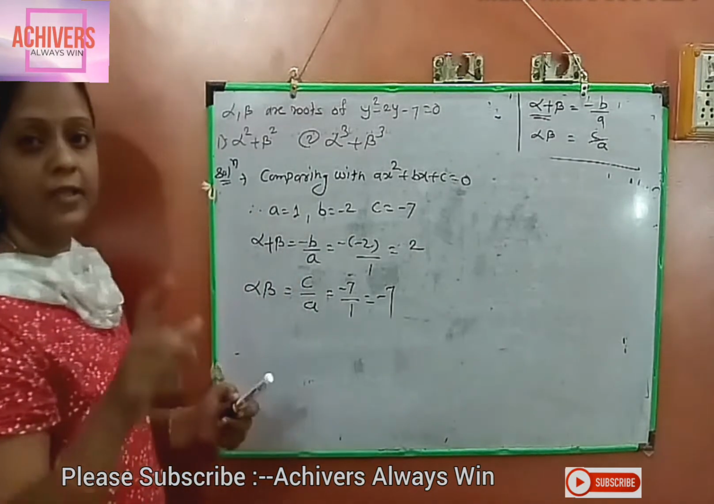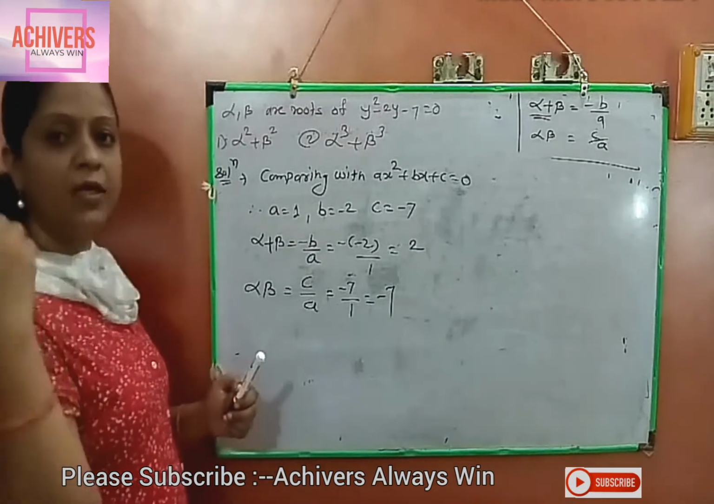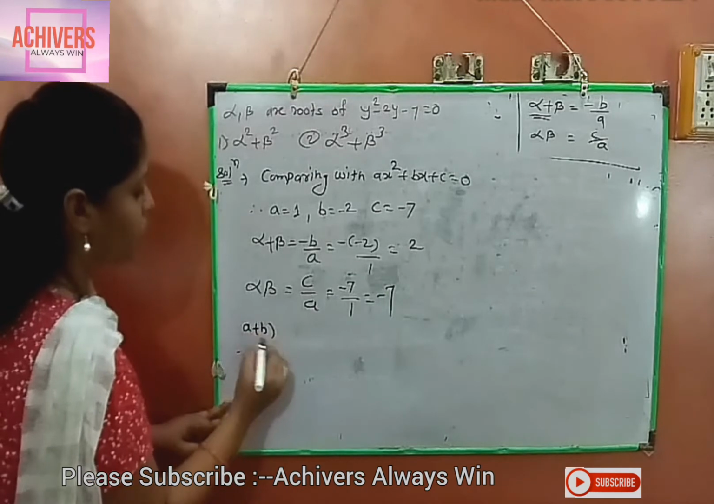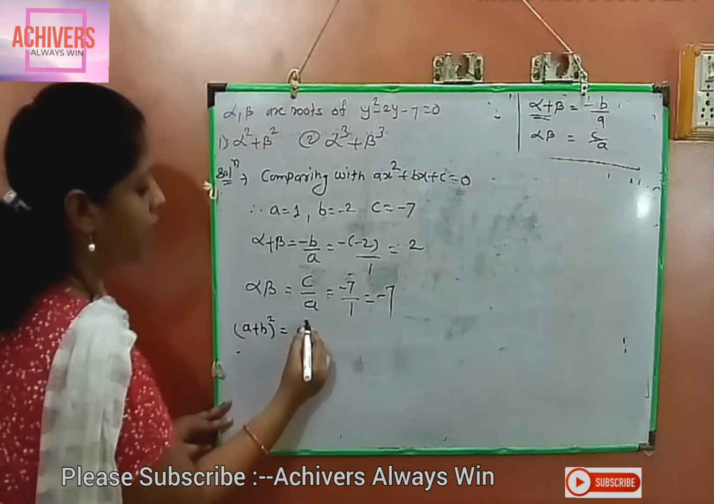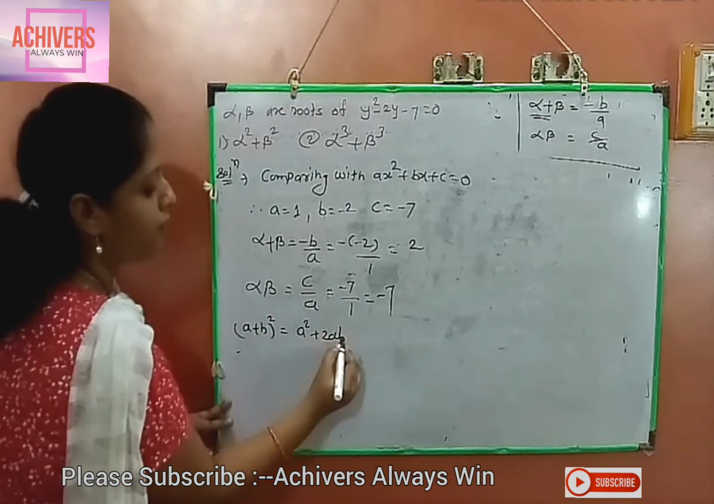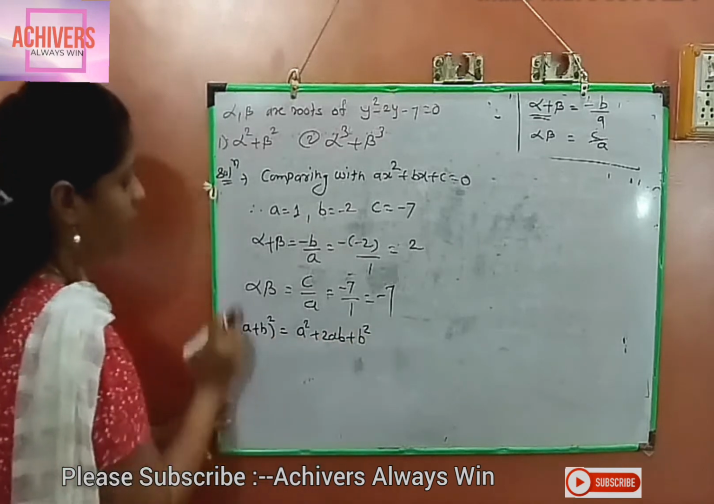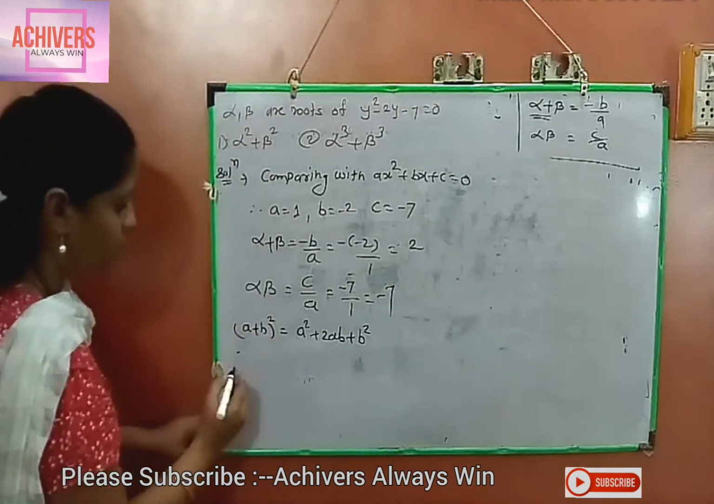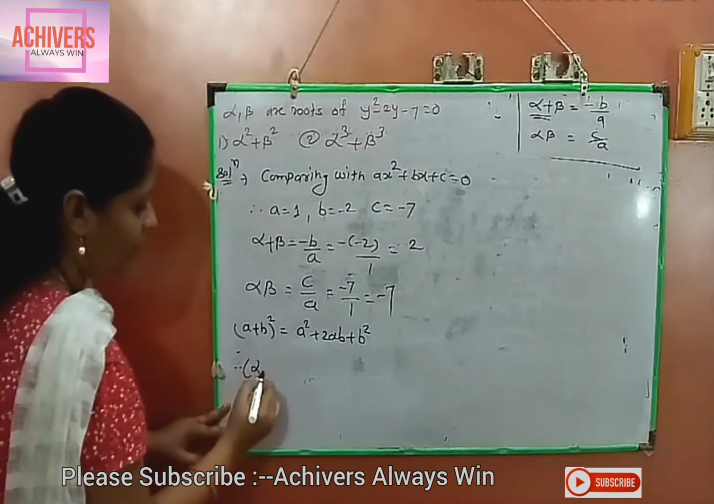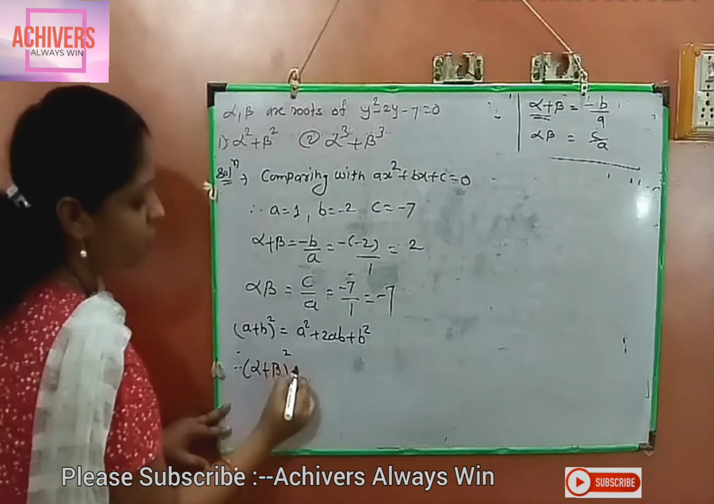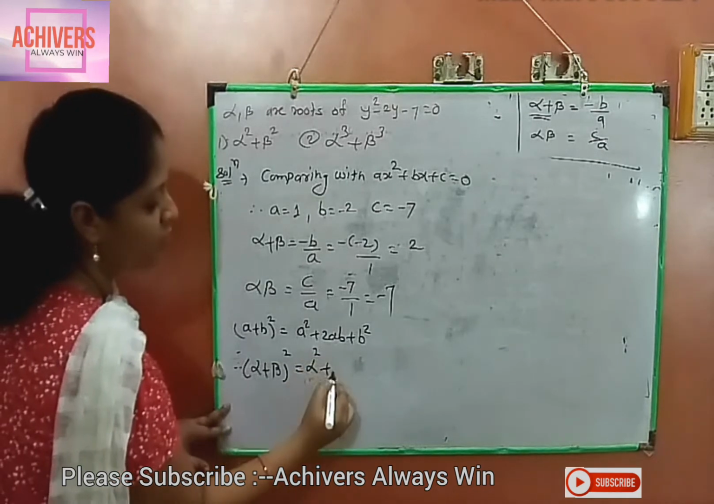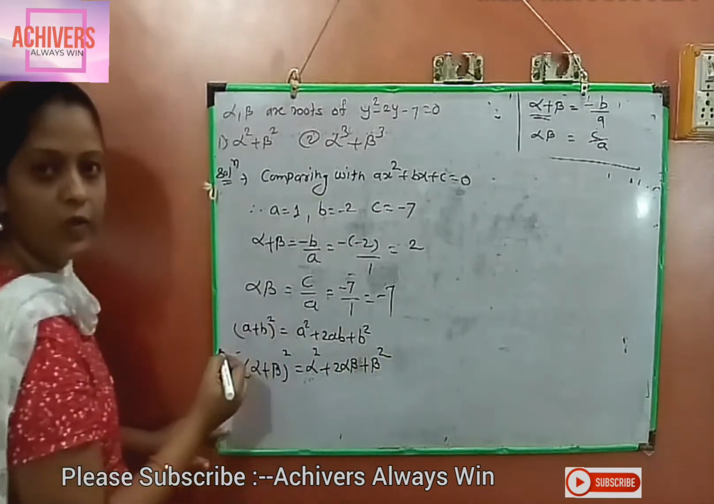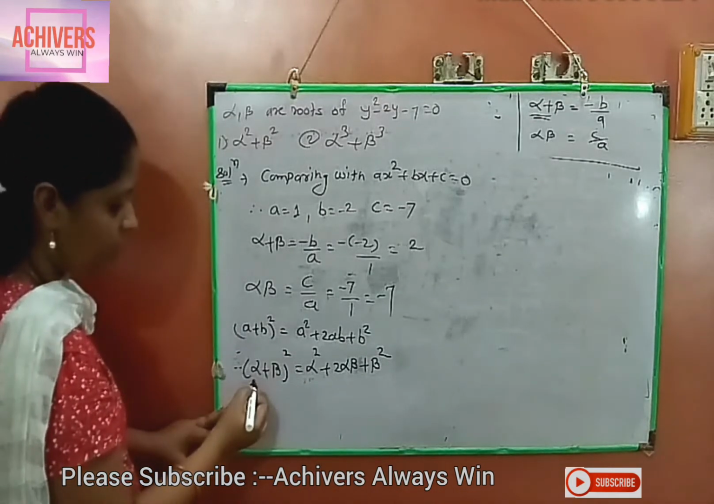First the value alpha square plus beta square. First we know the expansion of A plus B whole square, which is A square plus 2AB plus B square. Here A means alpha, and B means beta. Substitute: alpha plus beta the whole square is equal to alpha square plus 2 alpha beta plus beta square.